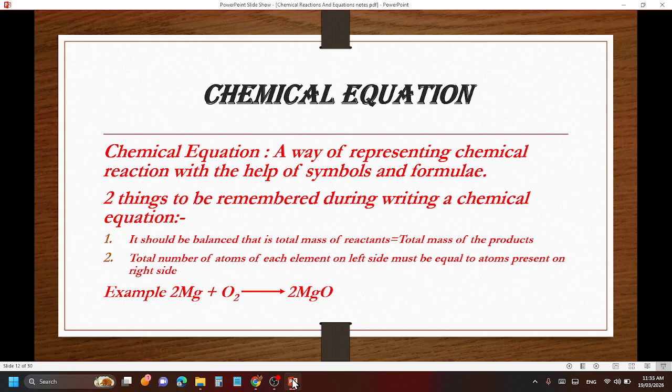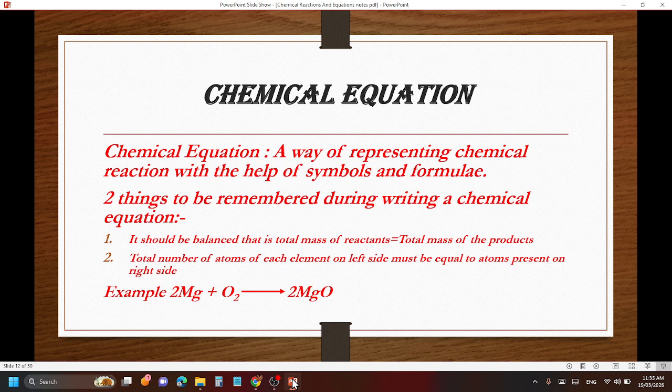Like in buildings, what are the things required to build a house? Bricks, cement, stone chips and rods, paint, tiles, etc. So many things. Even to make a chemical equation, two things are mostly to be remembered. The first and most important point, which I will be repeating again and again, is that it should be balanced. Now, what is this new word, balanced?